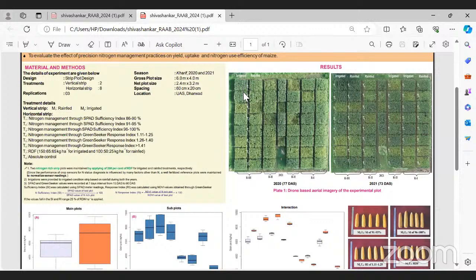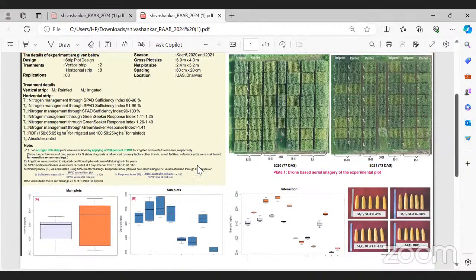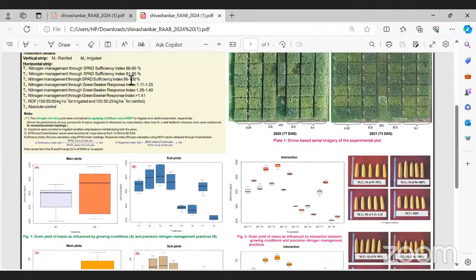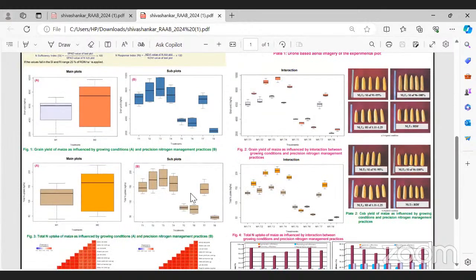Here we can clearly visualize the effect of varied levels of nitrogen application on the growth of maize and leaf color. And coming to the results, grain yield was significantly higher under irrigated condition as compared to the rain-fed condition. Among the precision nitrogen management practices, T3, that is application of nitrogen at sufficiency index of 96 to 100%, recorded significantly higher grain yield and total nitrogen, phosphorus, and potassium uptake as compared to the other precision nitrogen management treatments.